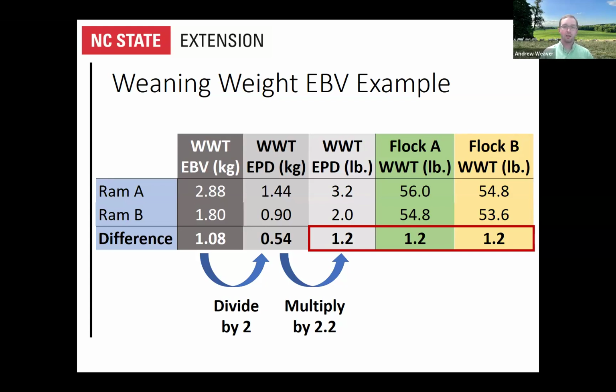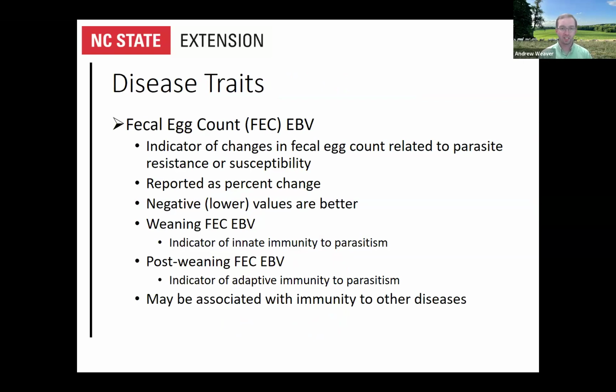The next trait is probably one of the most interesting traits to me. I'm biased. I've worked with this one a lot, and I think it provides a ton of value. It's one that the Katahdins have certainly led the way in implementing, showing significant progress in improving parasite resistance and reducing fecal egg counts in our population. And so we have the fecal egg count EBV.